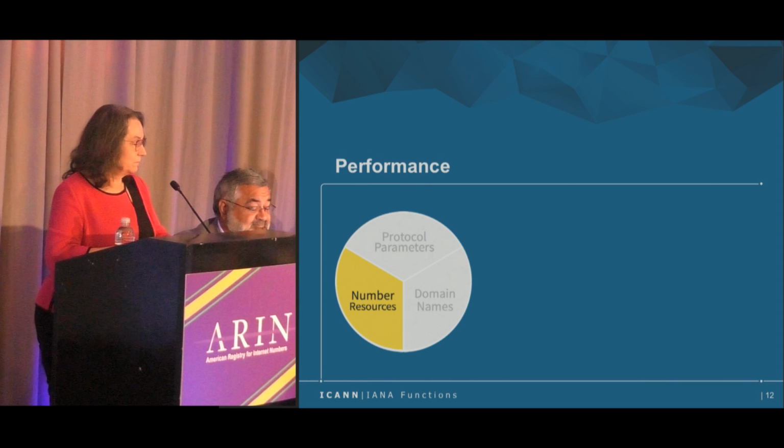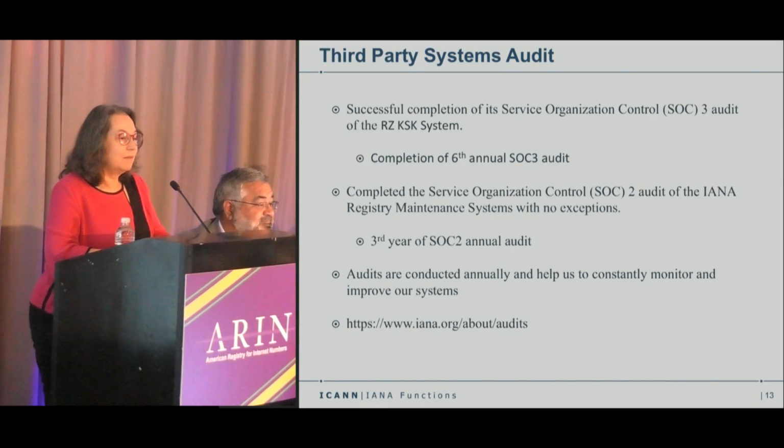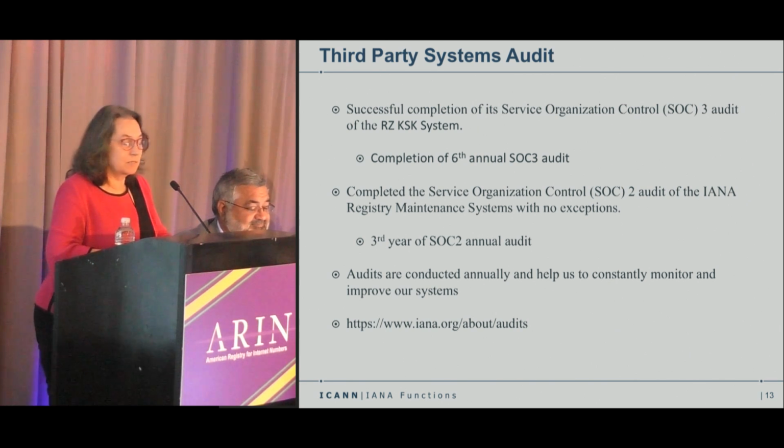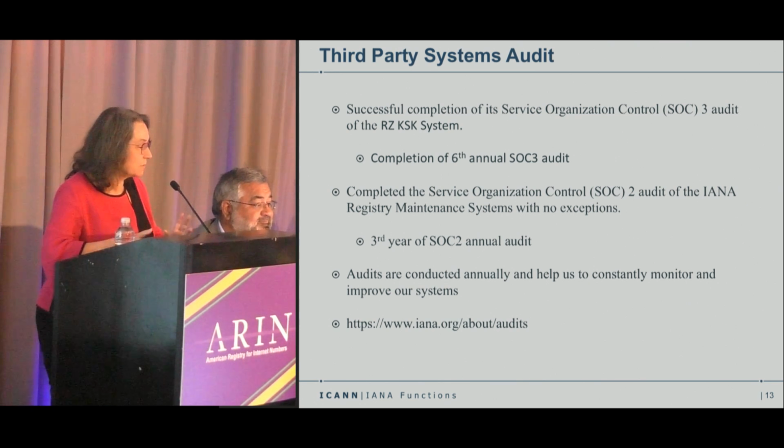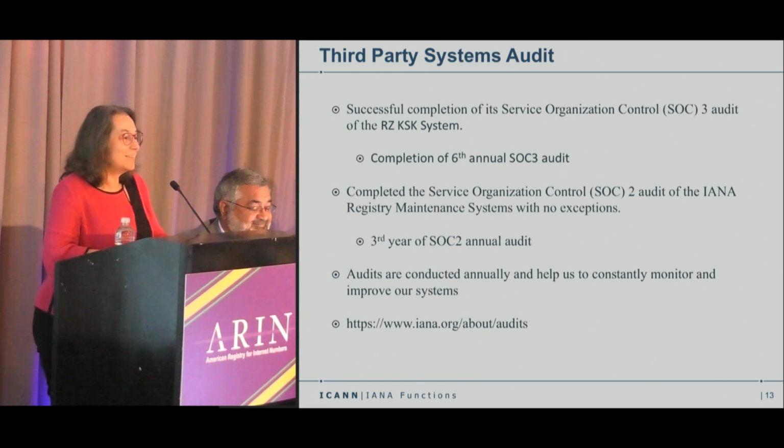So finally, the performance. Every year we do 2 audits. We do what's called a SOC 3. It's a systems organization control audit for our processes, for our root zone processes. We completed that one, and we had a successful audit, and we got a certification from the auditors, PricewaterhouseCoopers. Please, no jokes about the Academy Awards. But anyway, we successfully completed the SOC 3.